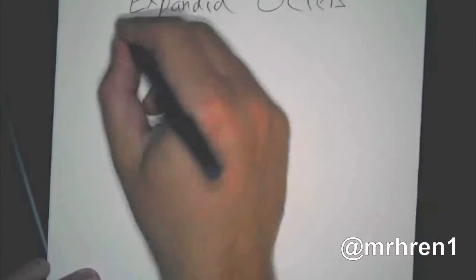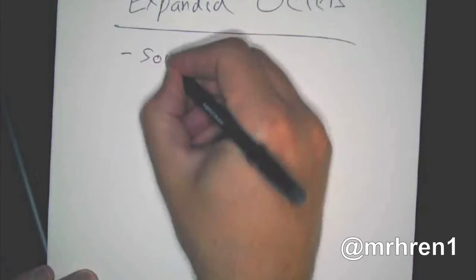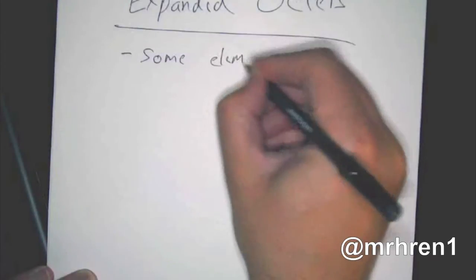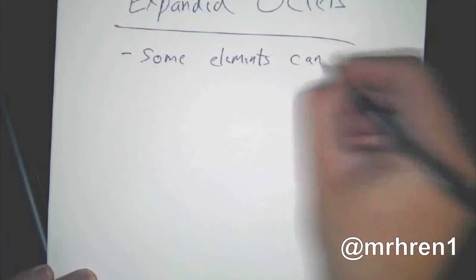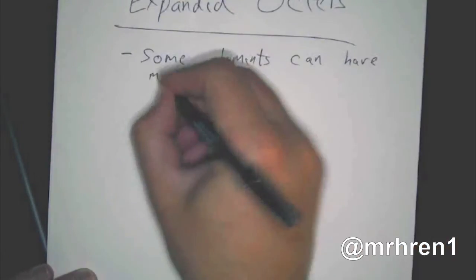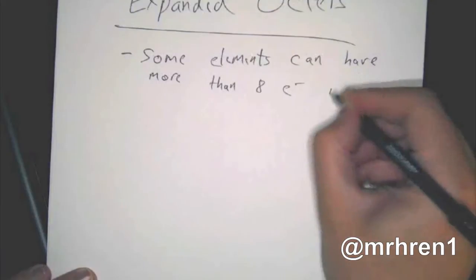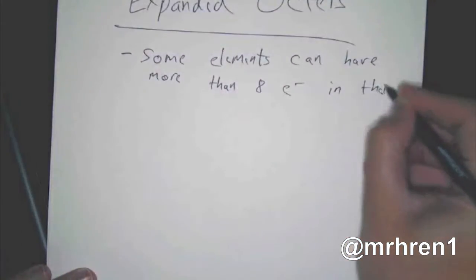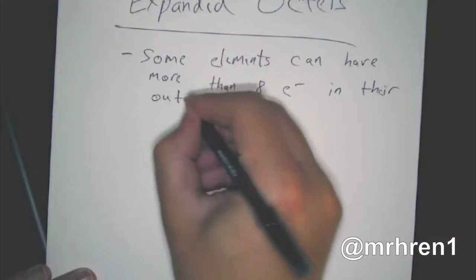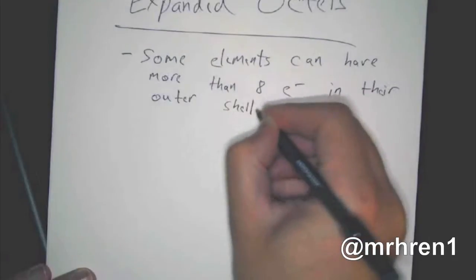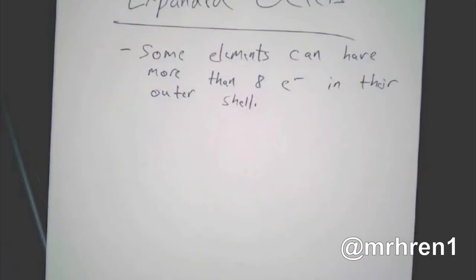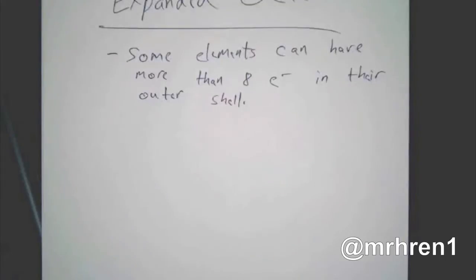So, expanded octets. First, the definition, I guess the most important part of this for you people. Some elements can have more than 8 electrons in their outer shell. It's a big deal. I guess it's really not that big of a deal, but it's kind of neat.